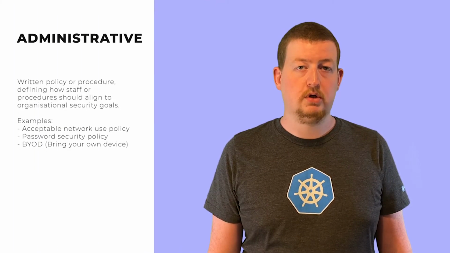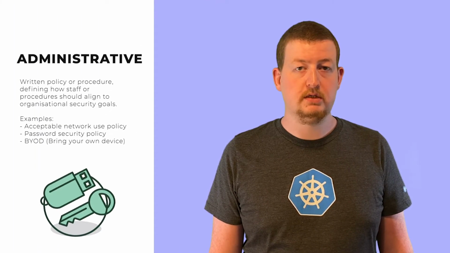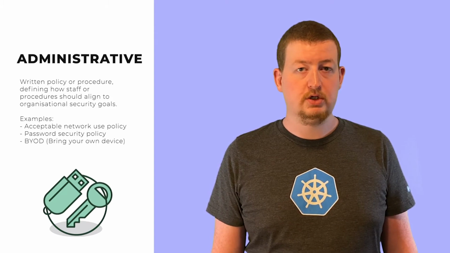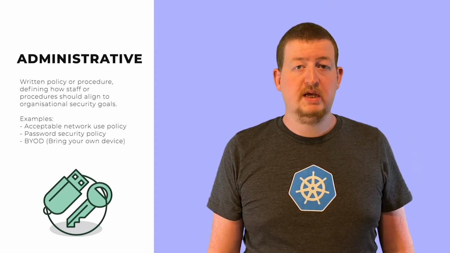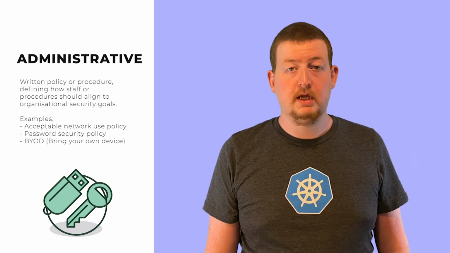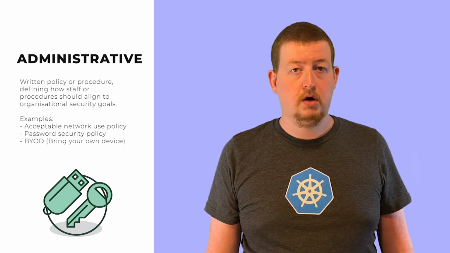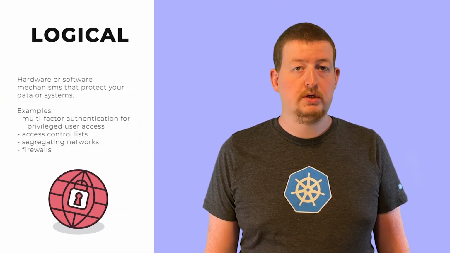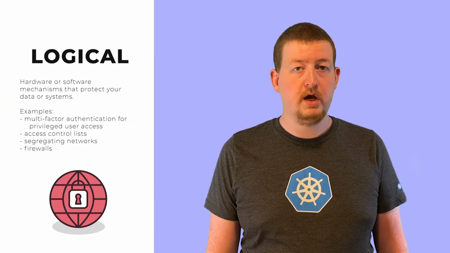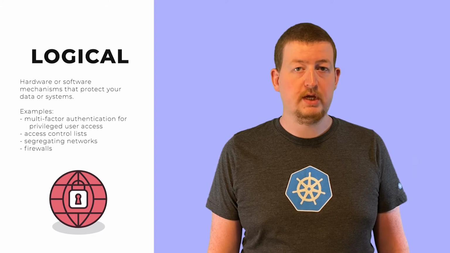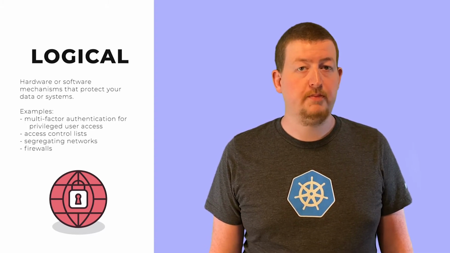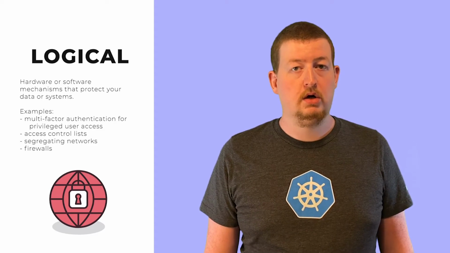An administrative control is a policy or procedure written to define security controls in order to align an organisation to its security goals. Examples can include an acceptable use policy, password security rules, or even a bring your own device policy. Technical controls, also known as logical controls, are hardware or software mechanisms that protect your data or systems. This could be adding multi-factor authentication to any privileged user access, or segregating your networks using things like firewalls.